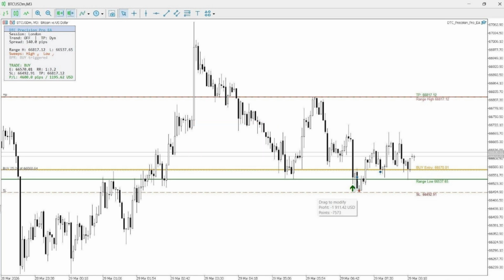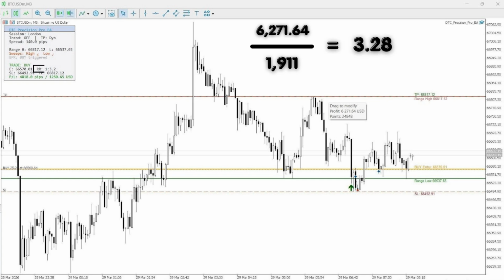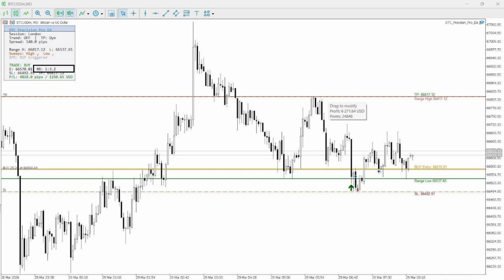The tiny difference is because the entry filled at 66,568.64 instead of the exact BPR level of 66,570.01. And hovering over the take profit shows $6,271.64 potential reward. Divide that by the risk. 6,271 divided by 1,911 gives us 3.28, which confirms the 1 to 3.2 R to R the bot displayed. The math checks out.